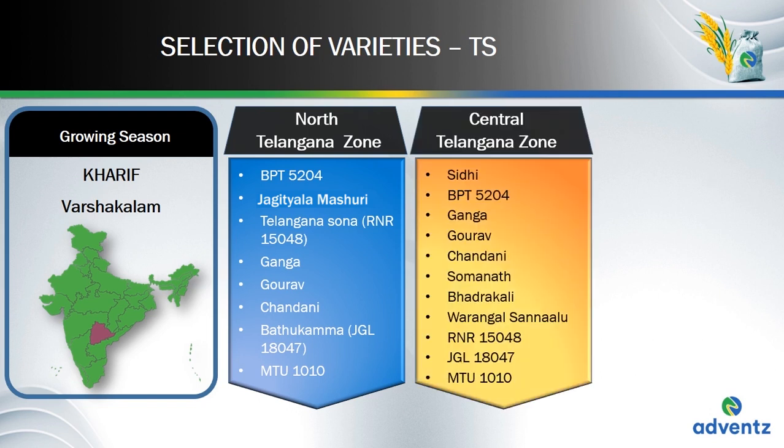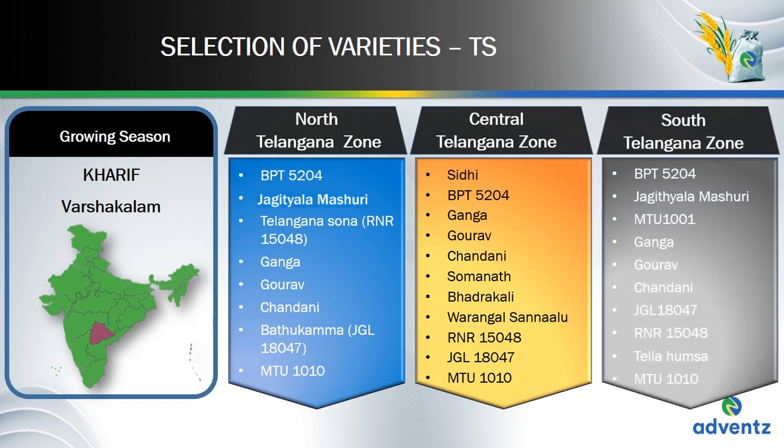For the Central Telangana zone, for the crops growing in the Kharif or Varshakalam season, the important varieties of rice are Siddhi, BPT 5204, Ganga, Gaurav, Chandani, Somanath, Bhadrakali, Varangal Sanalu, RNR 15048, JGL 18047 and MTU 1010.